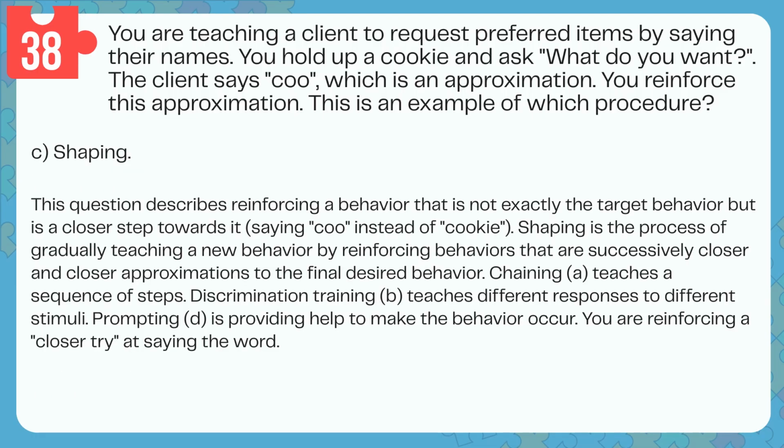Answer. C. Shaping. Explanation. This question describes reinforcing a behavior that is not exactly the target behavior, but is a closer step towards it. Saying "ku" instead of "cookie." Shaping is the process of gradually teaching a new behavior by reinforcing behaviors that are successively closer and closer approximations to the final desired behavior. Chaining, A, teaches a sequence of steps. Discrimination training, B, teaches different responses to different stimuli. Prompting, D, is providing help to make the behavior occur. You are reinforcing a closer try at saying the word.